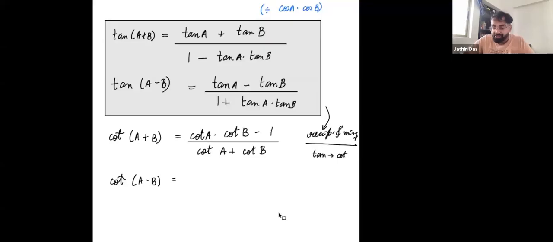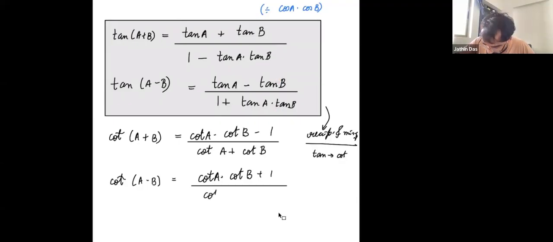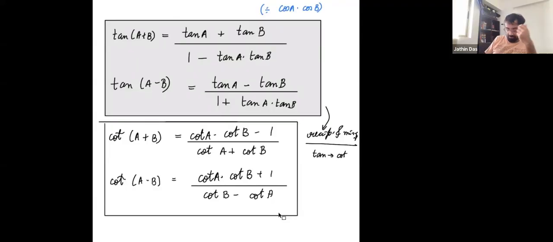You need to remember this by heart. Now for the other one, again reciprocal and mirror image, so it goes on top. This is anyway a sum, so it doesn't matter how you write it: cot A cot B plus 1 divided by. This matters: when you go down, take the mirror image. So tan A minus tan B will become cot B minus cot A. You need to remember: reciprocal and mirror image. Clear? Write all four, but remember tan and remember the method.